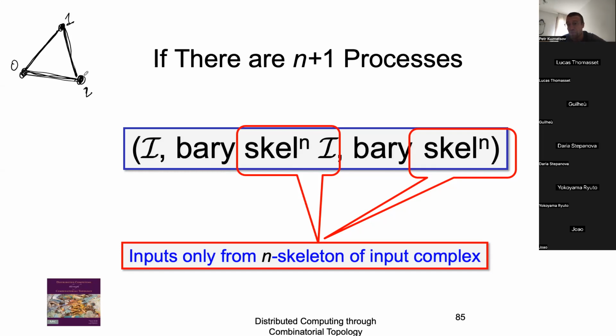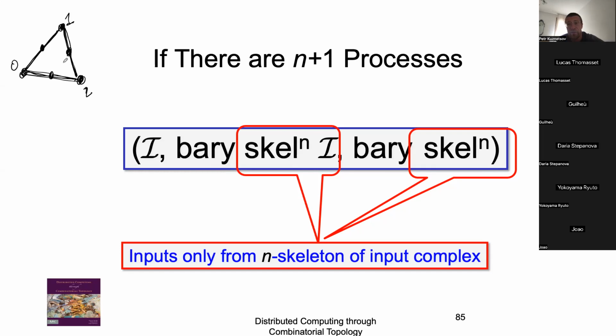I run one round of my colorless protocol. What I get is a subdivision of this face, and this face. And this is my protocol complex, or the output complex of the barycentric agreement task for one-dimensional systems, with 3 inputs. So any simplicial complex corresponding to systems of 2 processes is a graph. This is a graph, right? It's a graph of, I don't know, 6 vertices connected in a ring.